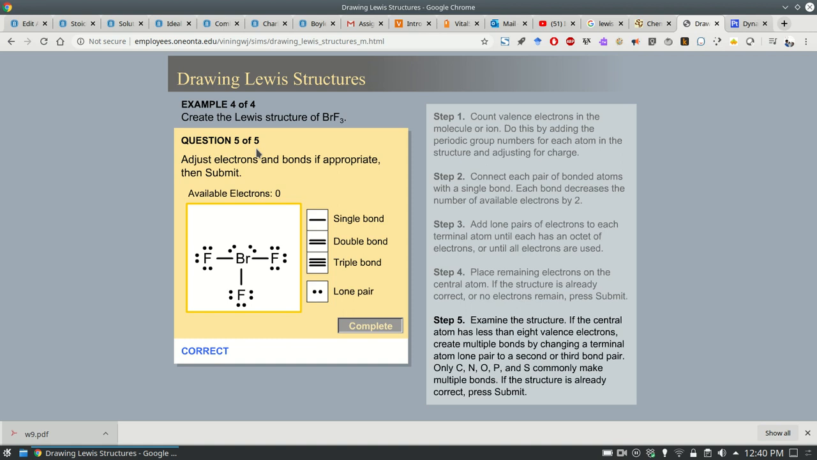If you don't know what I just said, I suggest you rewind this back just a little bit and check that out, because I want to see 4 different molecules. They're all complete and correct Lewis structures. They all say question 5 of 5 over here, but they're different molecules, 4 different molecules, and they all say correct down here. Okay, thank you very much.